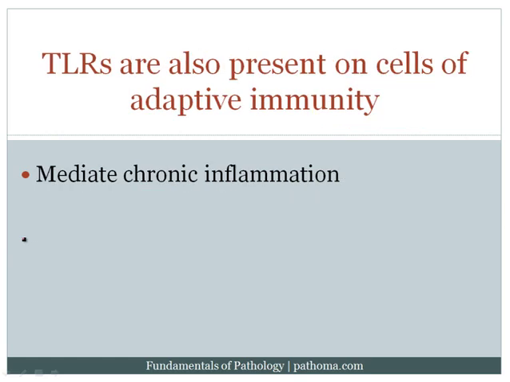Toll-like receptors are also present on cells of adaptive immunity, meaning they're also present on the lymphocytes, and therefore they play an important role in mediating chronic inflammation.